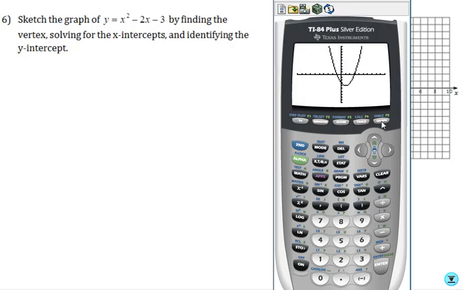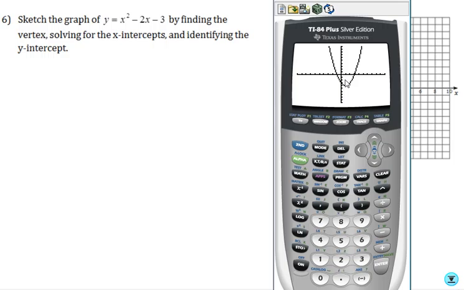Okay, so we got a parabola. Looks like the vertex might be right where it bottoms out right there. Looks like the vertex might be 1. Let's see, what's that? -1, -2, -3, -4. So it looks like the vertex is maybe 1, -4.